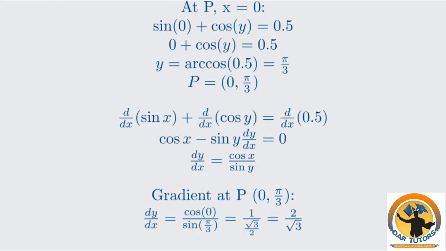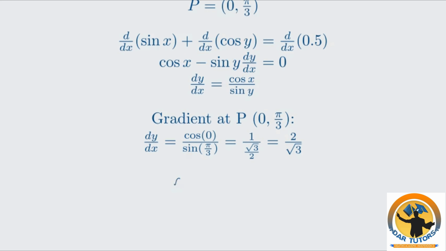We are told the tangents at P and Q are perpendicular. This means the product of their gradients is negative 1. The gradient at Q, which we'll call MQ, is the negative reciprocal of the gradient at P. So MQ equals negative root 3 over 2. Now we have 2 conditions for point Q. It lies on the curve, and its gradient is negative root 3 over 2.